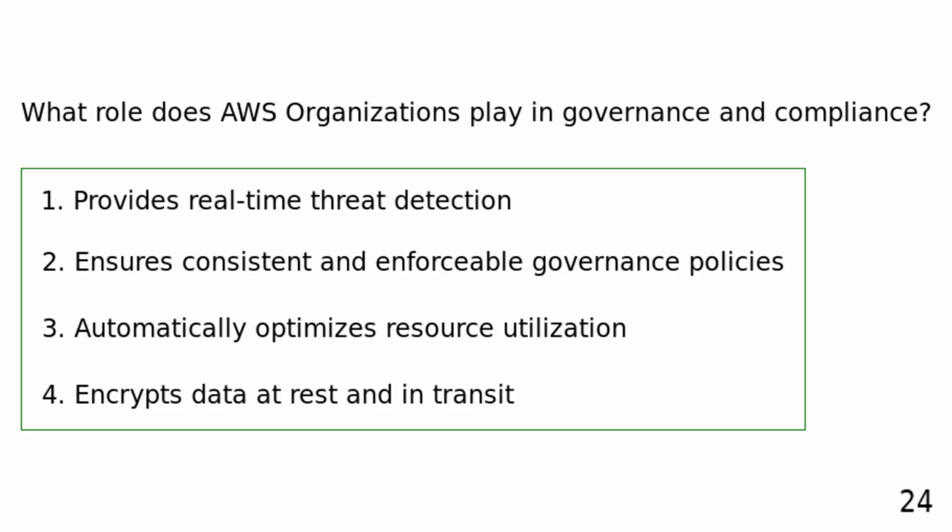What role does AWS Organizations play in governance and compliance? Provides real-time threat detection. Ensures consistent and enforceable governance policies. Automatically optimizes resource utilization. Encrypts data at rest and in transit.